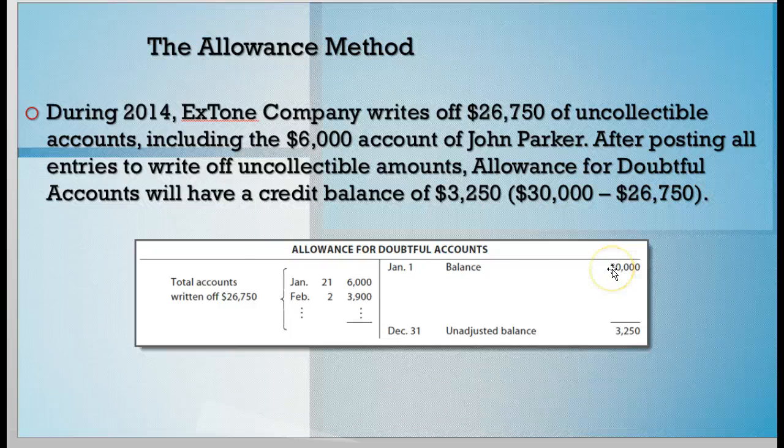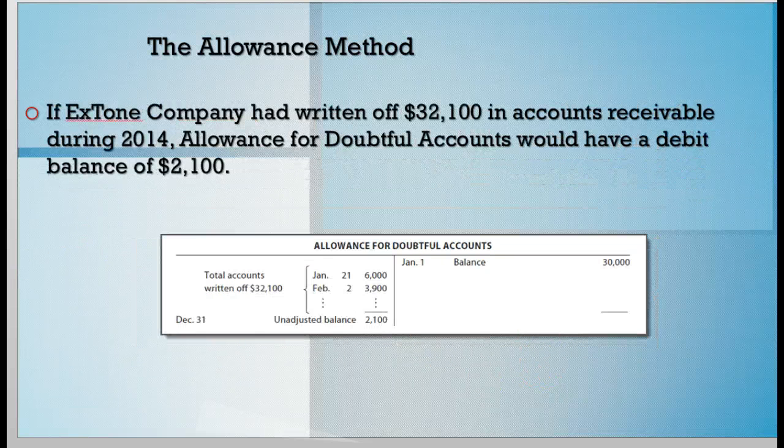So this is saying the company writes off $26,750 worth of uncollectible accounts during the year, including the $6,000 account. So after posting all those entries, they still have a balance of $3,250 in the account at the end of the year. We could very well have a debit balance over here, in which case we'll have to adjust it, but I'll show you how to do that later on. Right now we're just kind of looking at how this works.